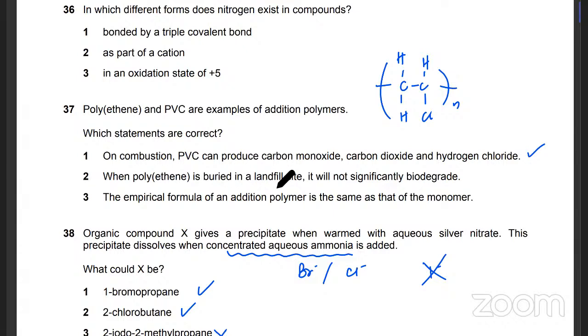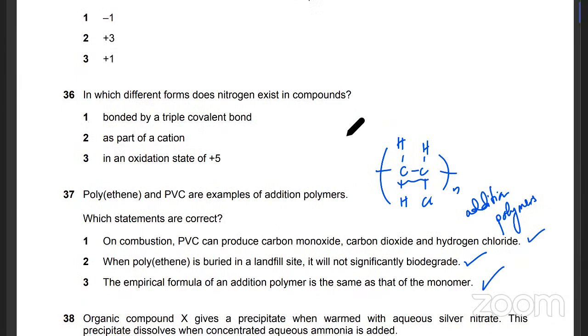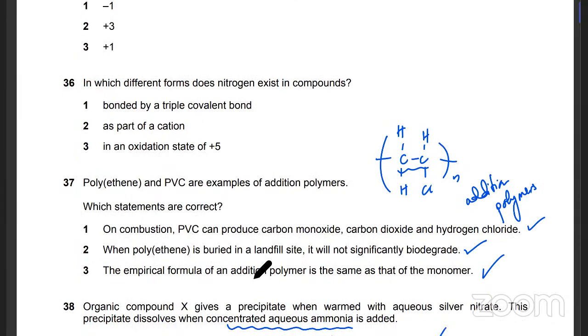As polythene is buried in a landfill site, will it significantly biodegrade? It will not. That's true, right? And remember this: although condensation polymers are not in your course at the moment, addition polymers, all of them, don't decompose that much. The carbon chain is very, very stable. The empirical formula of an addition polymer is the same as that of the monomer. That's also true. The whole polymer is just a repetition of the monomer, so they both have the same empirical formula.